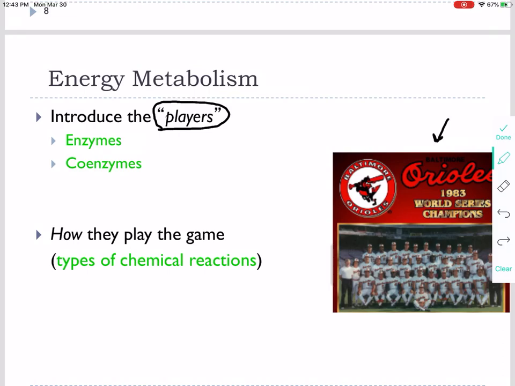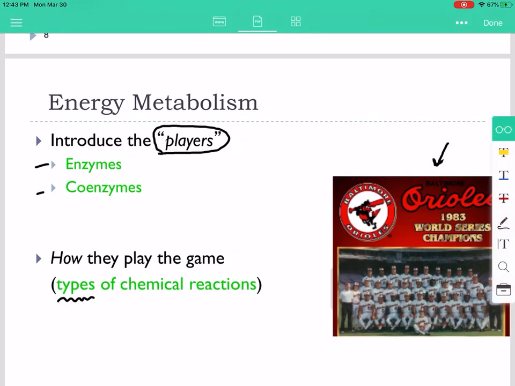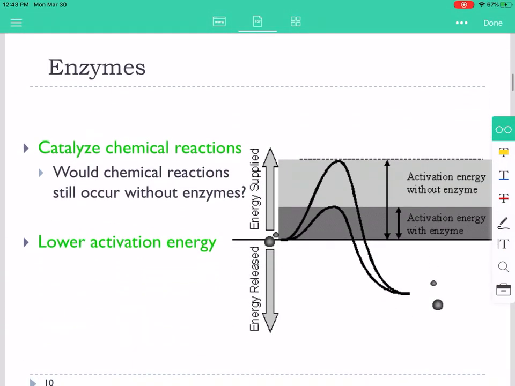Let's talk about some of the players. So we're about to go through the specific steps of cellular respiration. We're going to go through the specific chemical steps of how we convert glucose into ATP. There are some things involved, and we might have to discuss them first. So we talk about enzymes. We know that for pretty much any chemical reaction, we're going to have enzymes. And we're also going to have something called coenzymes, and they're going to be really important. Lastly, we'll introduce some of the types of chemical reactions. So these players, when they get together, there are different ways that they play the game of metabolism. Let's give a little intro.